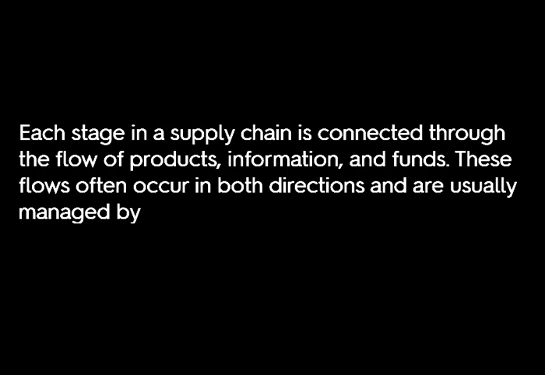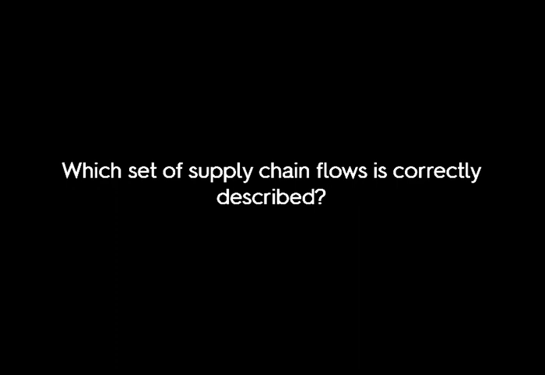Each stage in a supply chain is connected through the flow of products, information, and funds. These flows often occur in both directions and are usually managed by one of the stages. A supply chain features a constant flow of information, product, and funds. Which set of supply chain flows is correctly described?